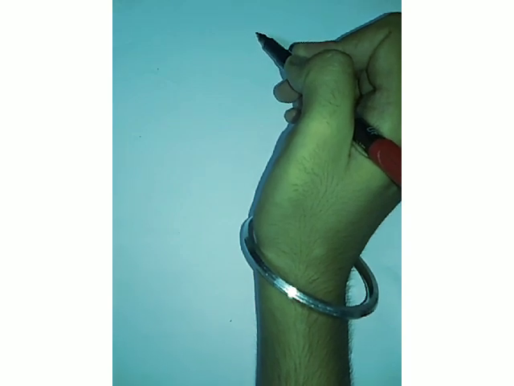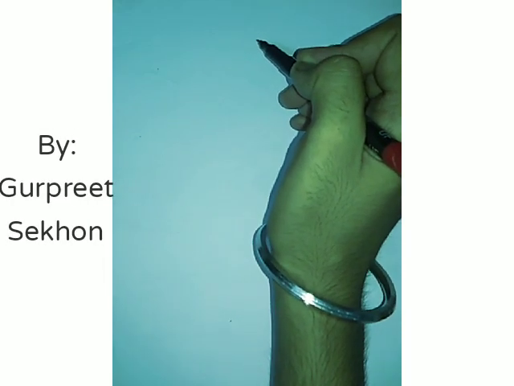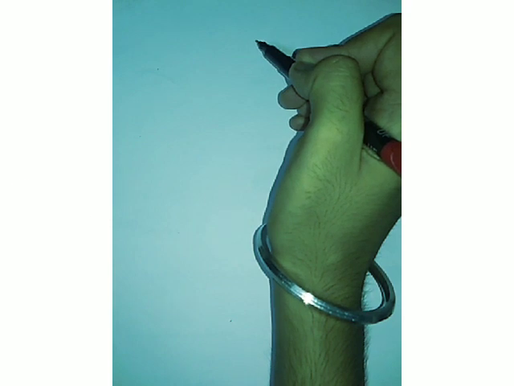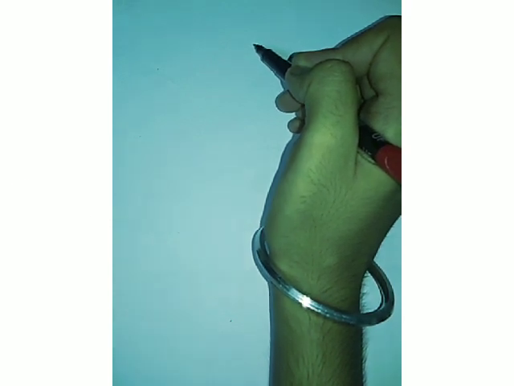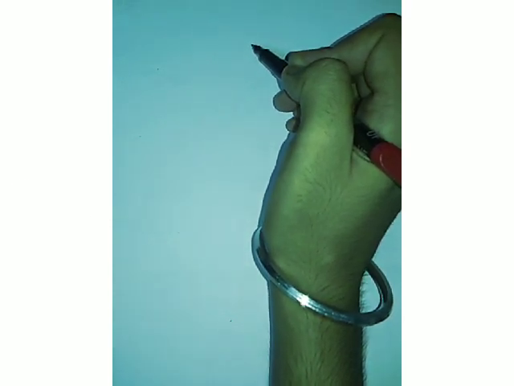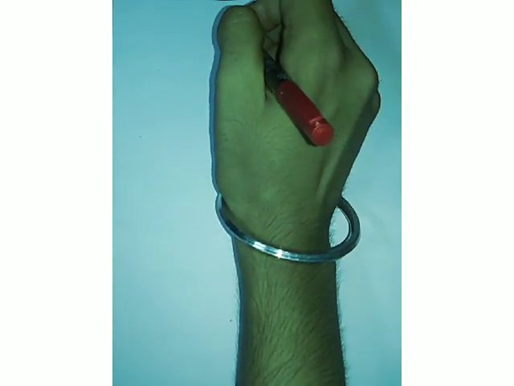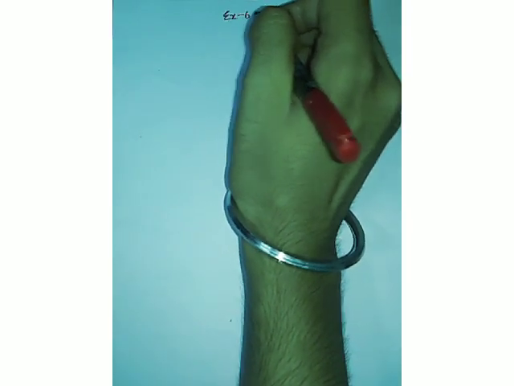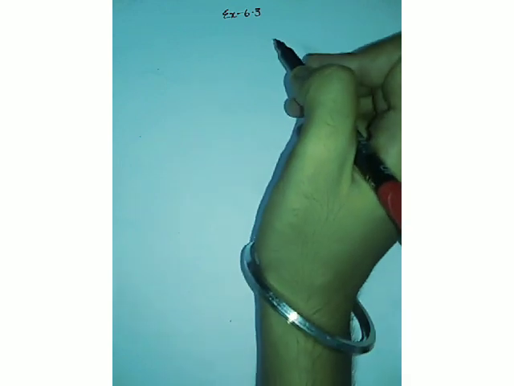Welcome everyone once again. We have been doing chapter 6 of 11th class, that is linear inequalities, and we have successfully discussed the examples and concepts of the first two exercises. Only the third exercise is left, that is exercise 6.3.